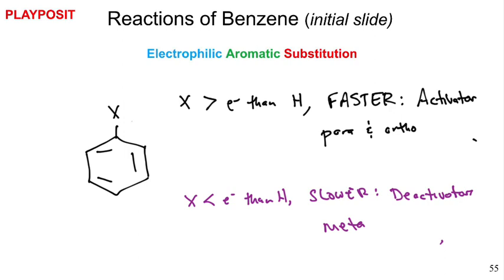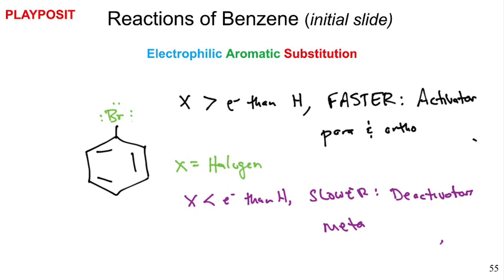Are there exceptions? Yes. There is one nasty exception. What if atom X is a halogen? If I made atom X a halogen, let's call it bromine. Does bromine have more electrons than hydrogen? Yes. Is it willing to share those electrons? No. So bromine says, yay, I have more electrons than hydrogen, but hell no, I'm not giving them to you.